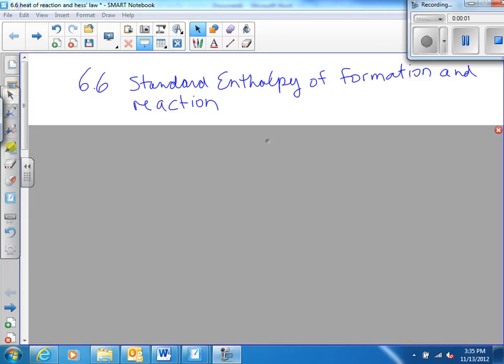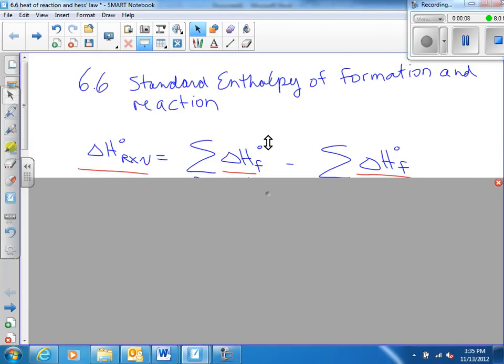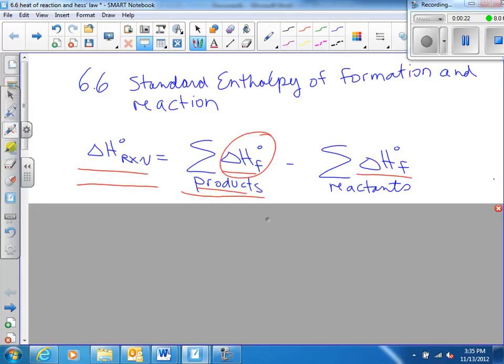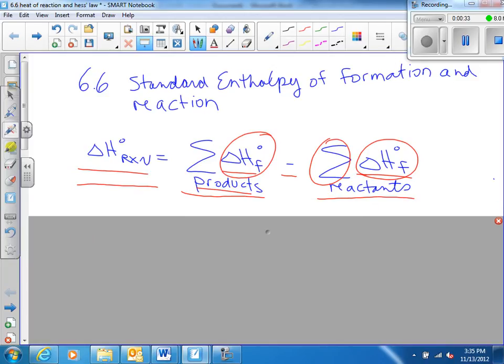Today we're going to learn about section 6.6, standard enthalpy of formation and reaction. In the last video we had this equation right here, that the heat of reaction is equal to the sum of the heat of formation of the products minus the sum of the heat of formation of the reactants. And now we're going to learn how to use that equation.